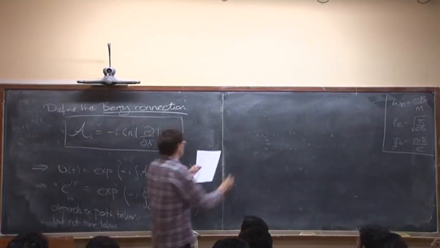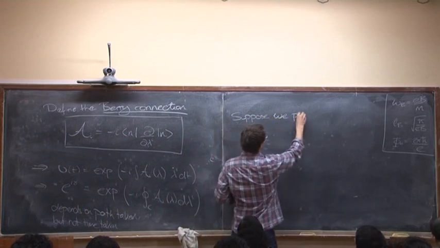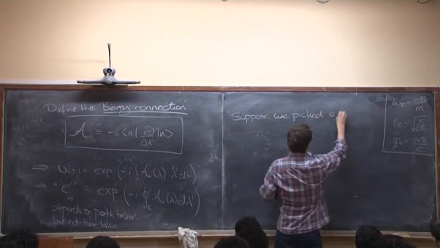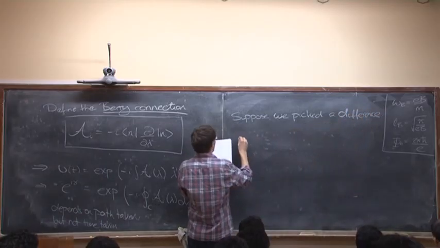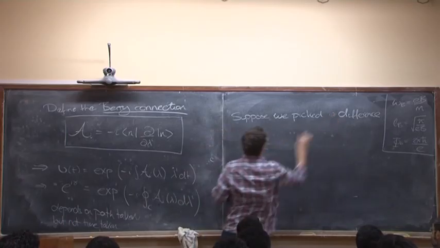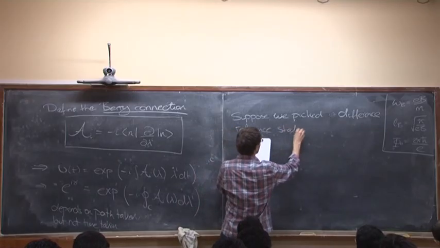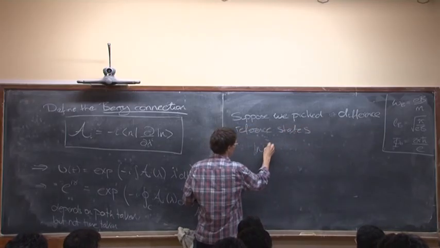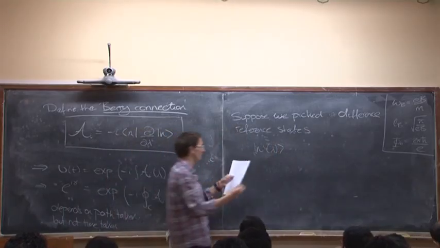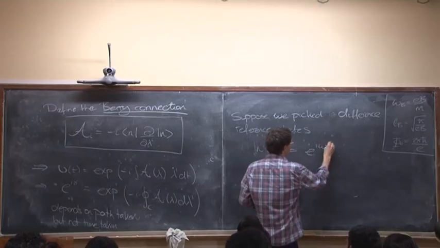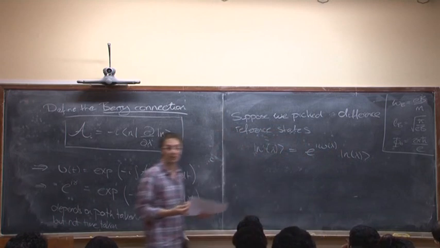So suppose we picked a different phase, different reference states. Well, these reference states were always the ground state, so the only thing I get to change is the phase of the ground state. But I'm quite at liberty to choose a different phase for every value of lambda.